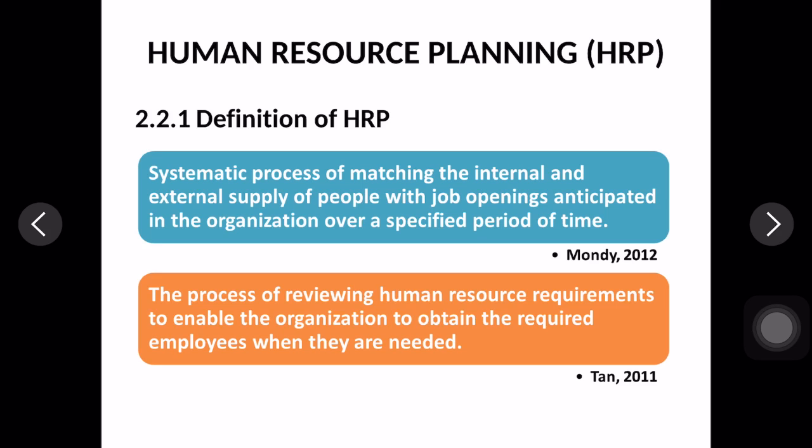So kalau you tengok yang second point, Tan kata it is a process of reviewing human resource requirements so that the organisation is able to obtain the required employees when they are needed. So basically you highlightkan perkataan reviewing tu. Reviewing tu maksudnya you identify, you review, you determine whether the workforce ataupun employee dekat organisation tu masih cukup ataupun masih kurang untuk organisasi tu achieve dia punya objective. Itu adalah kita kata dengan HRP. Again lah, you need to review whether there will be a surplus number of employee, terlebih pekerja, ataupun shortage number of employee, you kekurangan pekerja. So itu kita kata dengan HRP.